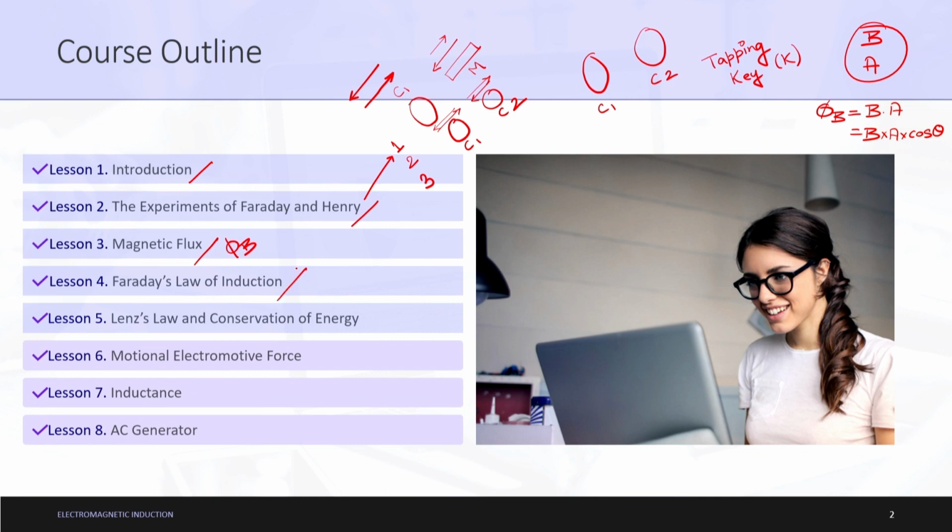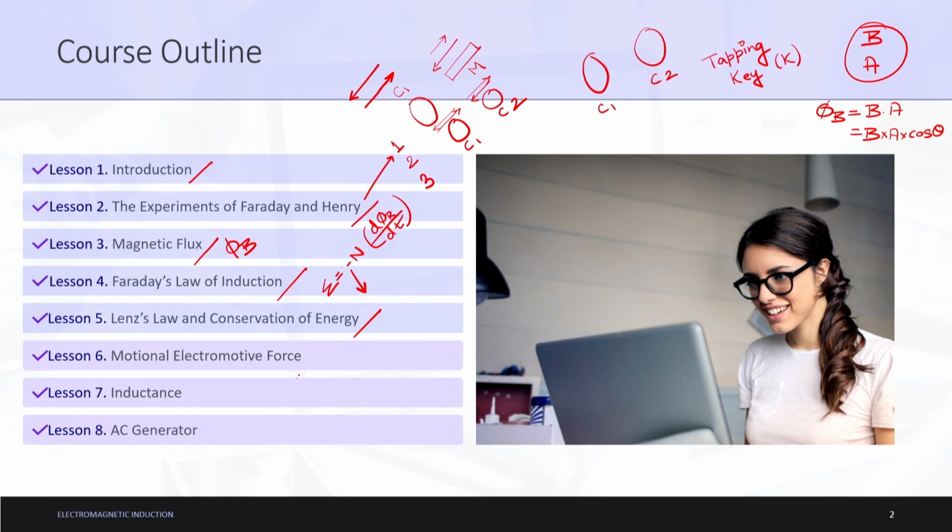Moving to Faraday's law of induction, Faraday's law of induction was epsilon is equal to minus N d phi B by dt. Then Lenz's law and conservation of energy, in which the concept of why this negative sign comes into the picture, and why there is an induction of current which opposes the change in flux. That concept is talked about in Lenz's law and conservation of energy.